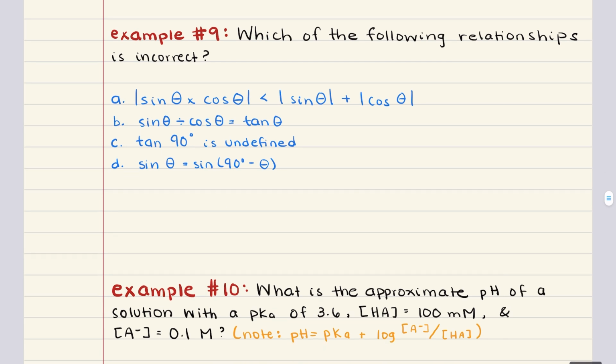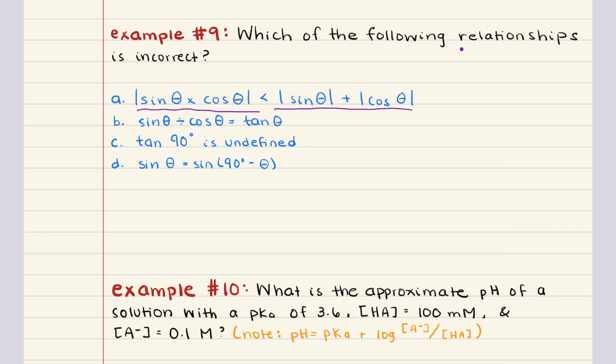9 says, which of the following relationships is incorrect? Let's work through each of these answer choices, starting off with A. A says that the absolute value of the product of sine theta and cosine theta is less than the sum of their absolute values. This is absolutely correct. Since the product sine theta with cosine theta will always be less than or equal to either sine theta or cosine theta individually, their absolute sum will naturally be greater.